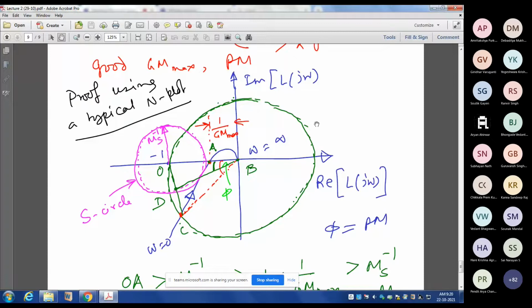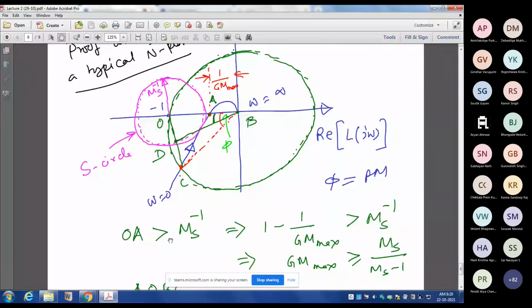So now from this figure, what you can see is that OA is always greater than or equal to Ms inverse, right? This distance OA is always greater than or equal to Ms inverse. So that I have written. Actually, it should be greater than or equal to. Okay, I will correct it. OA is greater than or equal to Ms inverse.